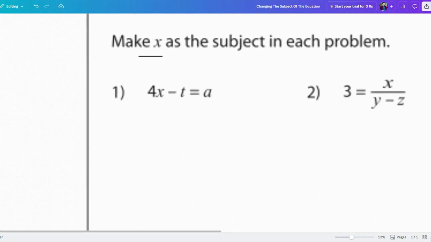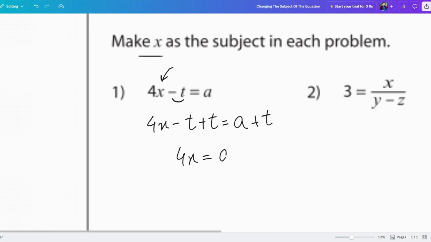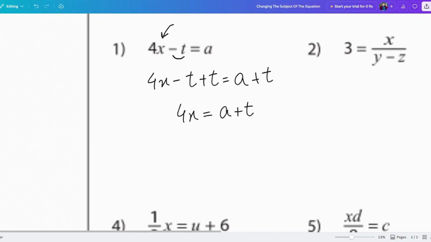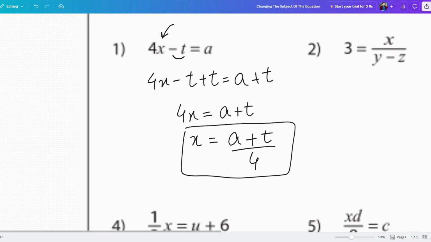So that is 4x minus t is equivalent to a. For this one, in order to make x the subject of the equation, I have to eliminate this negative t, right? So what I will do is add t on both sides. So it will become 4x is equivalent to a plus t, and then I will divide by the 4 on both sides. Alright, so it will become x equals a plus t over 4. So this is going to be the answer for the very first question that we have.